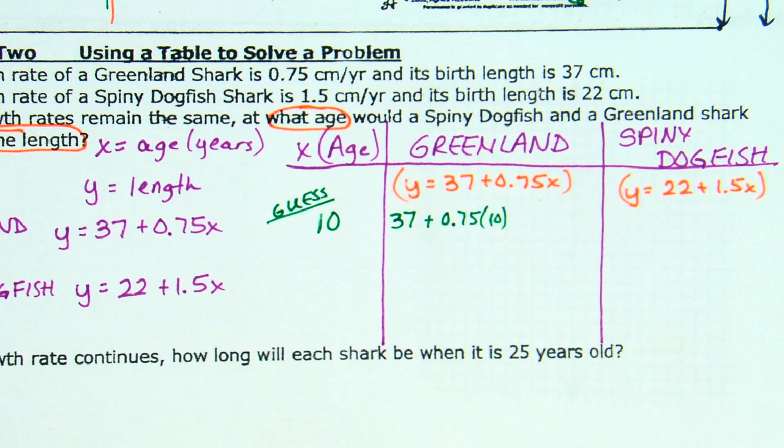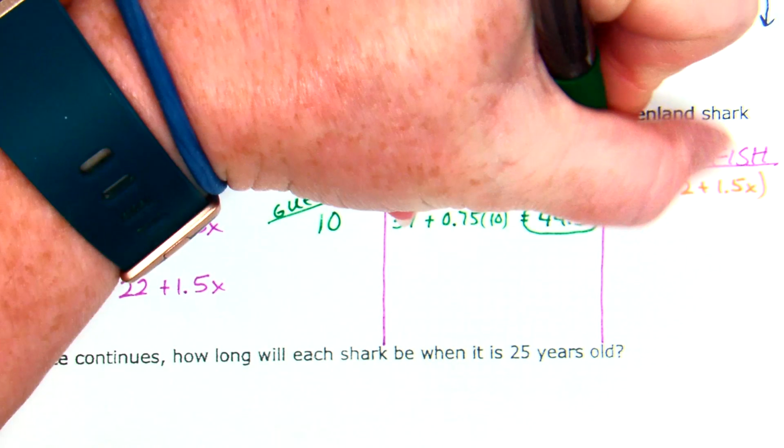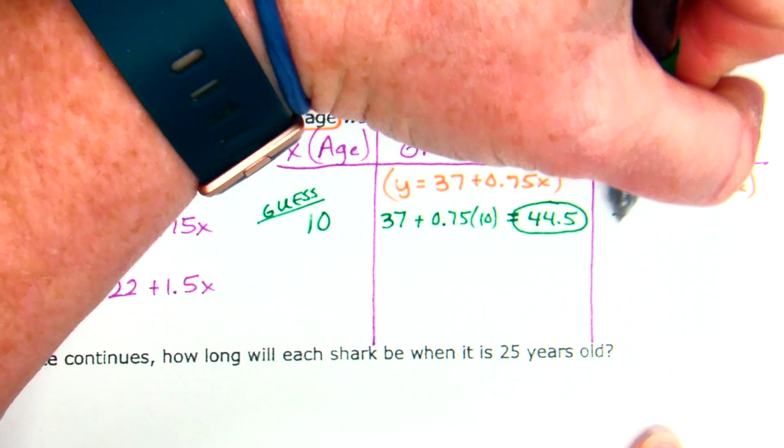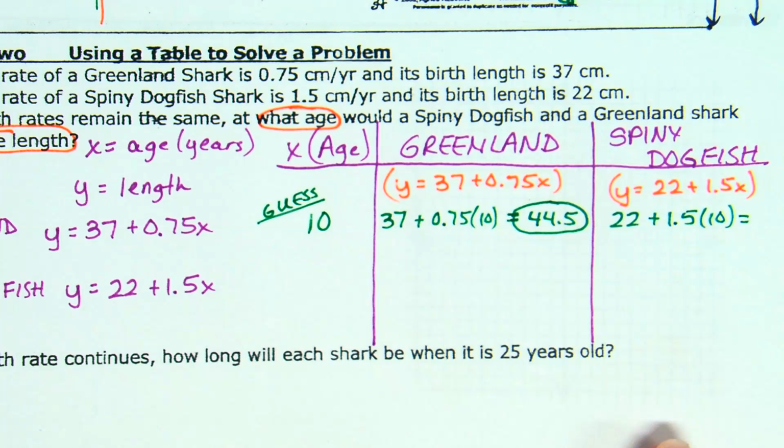Well, what? 75 plus 10. Not 75. 7.5 plus 37 is going to be what? 44.5. So at 10 years of age, we know the Greenland shark is 44.5. Okay? Check the spiny dogfish. Plug in 10 again. So 1.5 times 10, 15 plus 22.